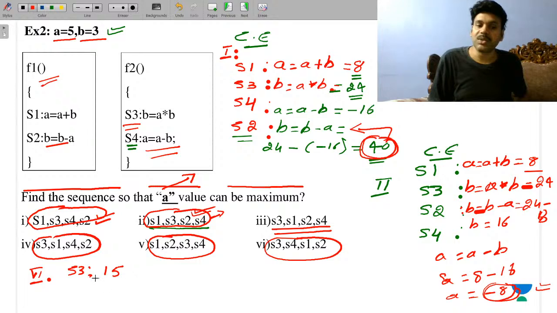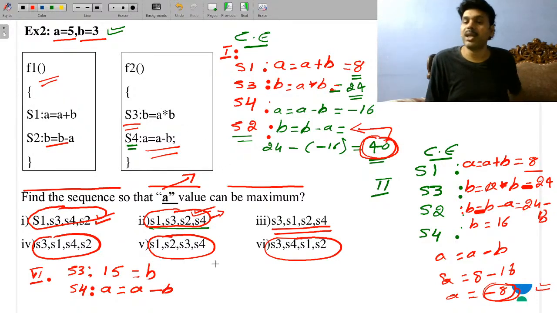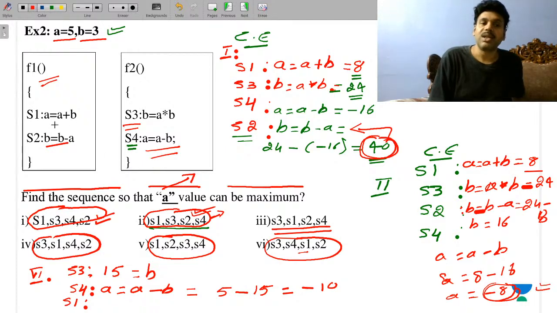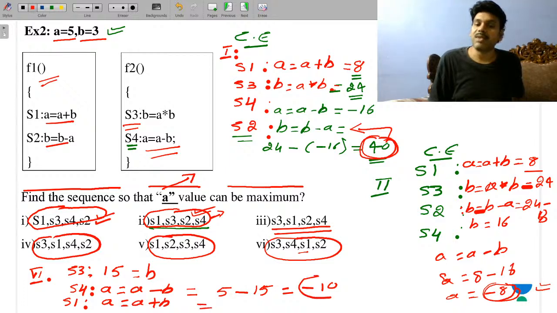Then after that I am executing S4. Your S4 is nothing but what? A is equal to A minus B. Now when I am saying A is equal to A minus B, your A value is 5 and your B value is the latest 15, so you are going to get minus 10 here. Then after that you are going to execute S1. Your S1 is A is equal to A plus B. So again you got the latest value, that is minus 10, plus B, the B value is in this case 15. Therefore you are going to get 5 here.